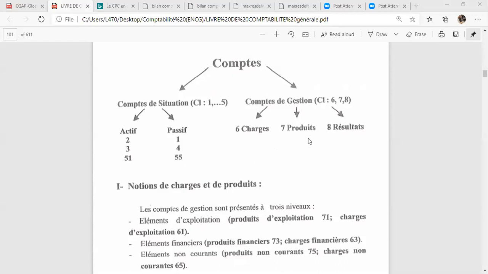Okay, so now we are going to look at what is called the CPC. It's an abbreviation for the words le compte de produits et les charges.